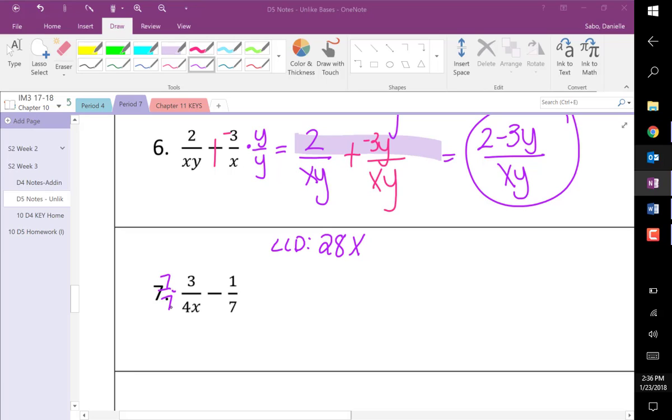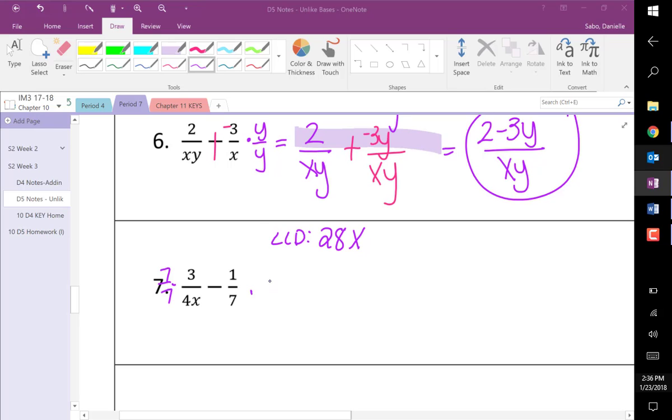Let's look at this one. I don't have an X, so I must multiply by X over X. But what else must I multiply by to get 28? 4. So really you have to multiply the top and bottom by 4x. Because that's what's missing. I'm missing the x, and I'm missing a factor of 4. So here we go. I have 21, because 7 times 3. All over my LCD of 28x.